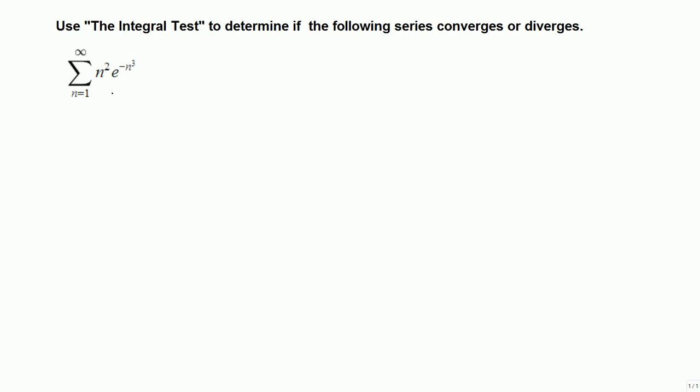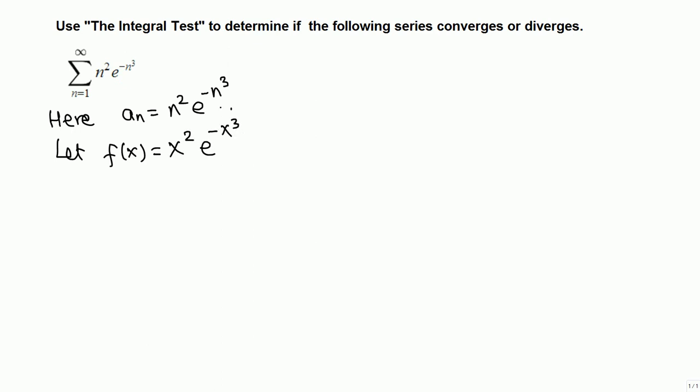For this series, we want to use the integral test to determine if it converges or diverges. For our general term here, the general term a_n is given by n squared times e raised to negative n cubed. To use the integral test, we let the function be x squared e to the negative x cubed. Just replace n by x.